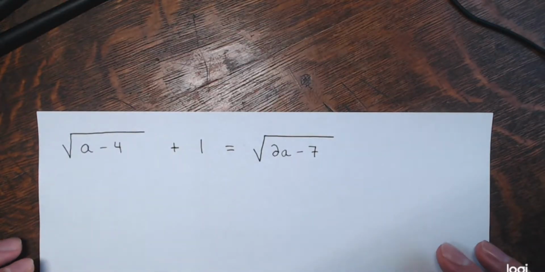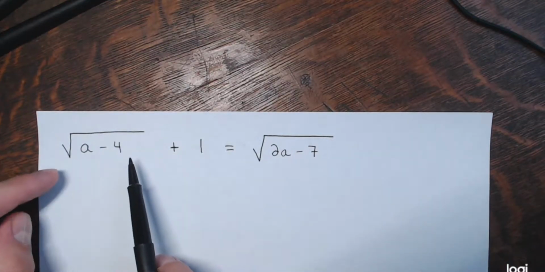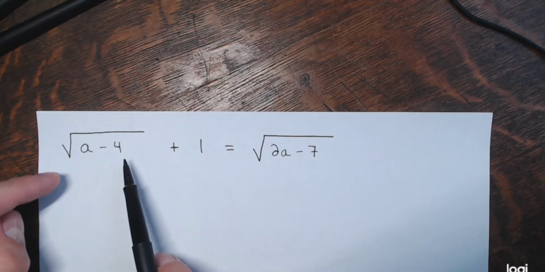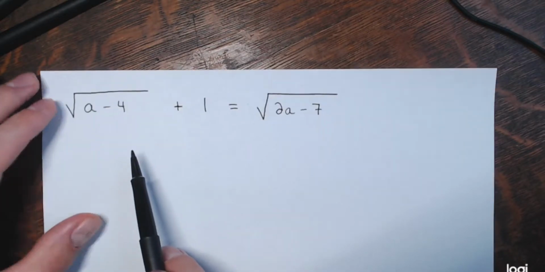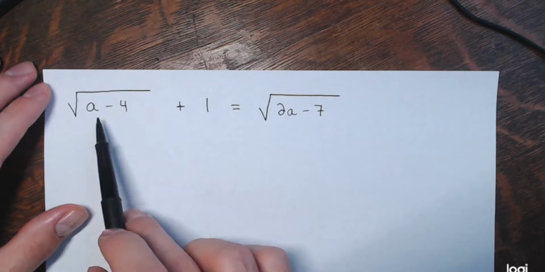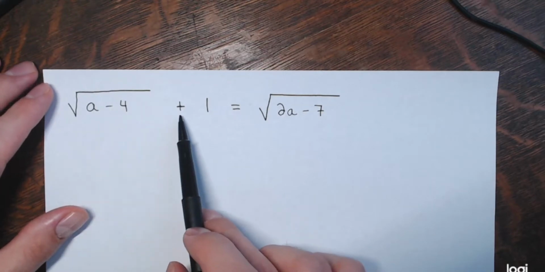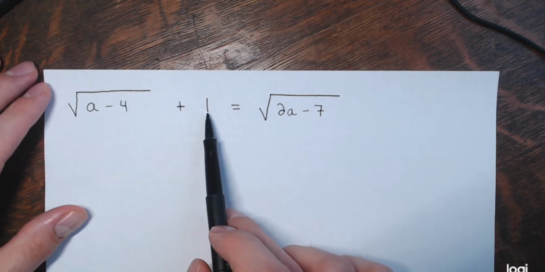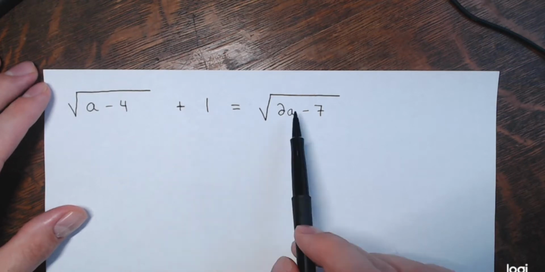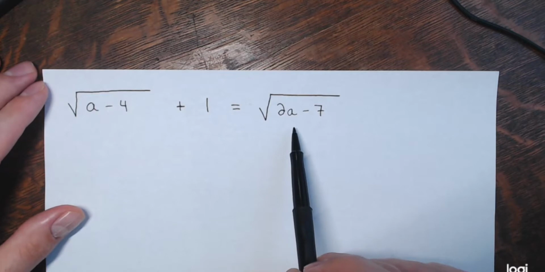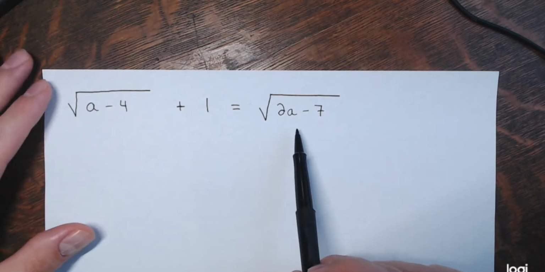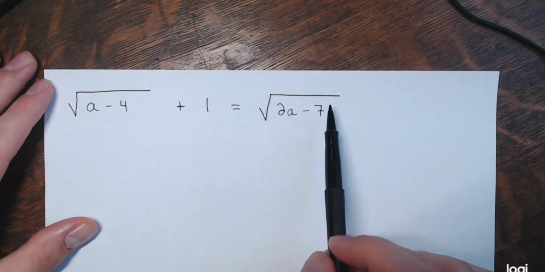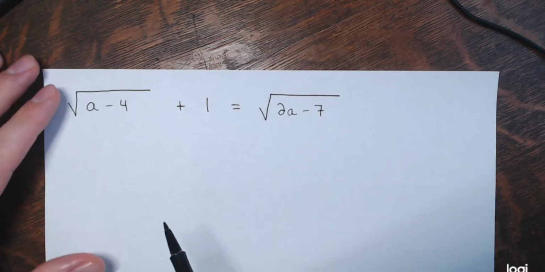Alright, so you're seeing here two radicals. On the left side of the equal sign there's a radical, there's a square root symbol. You have the square root of a minus 4. Then you have this term outside the radical, plus 1, equals, and then on the other side there is a totally separate radical, a second square root, the square root of 2a minus 7.